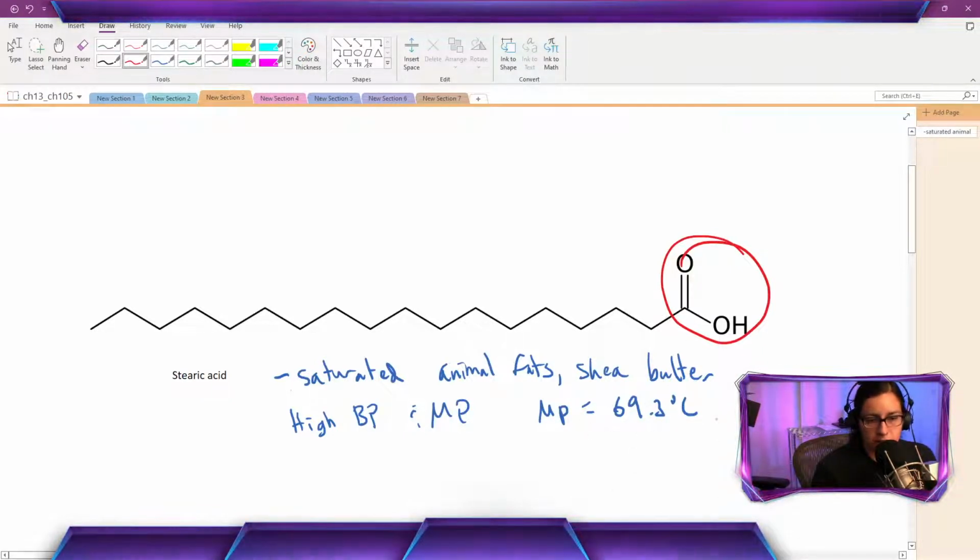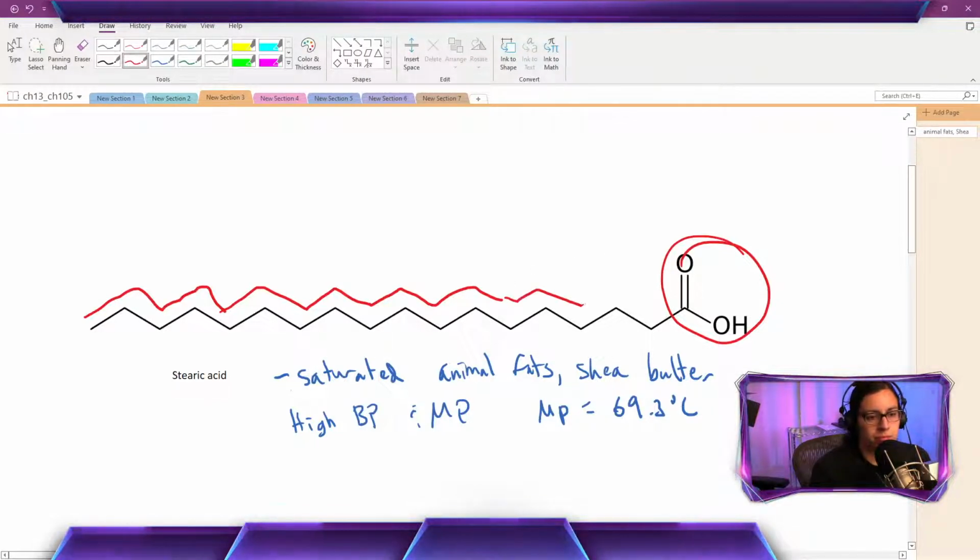But then we want to understand, well, why is this melting point so high relatively speaking? And that's because of this saturation. So notice it goes up and down in the zigzag pattern. But you could stack another one kind of on top like that. So you can see how they can stack. And so that means that they have a lot of surface area, so they have strong intermolecular forces between them.